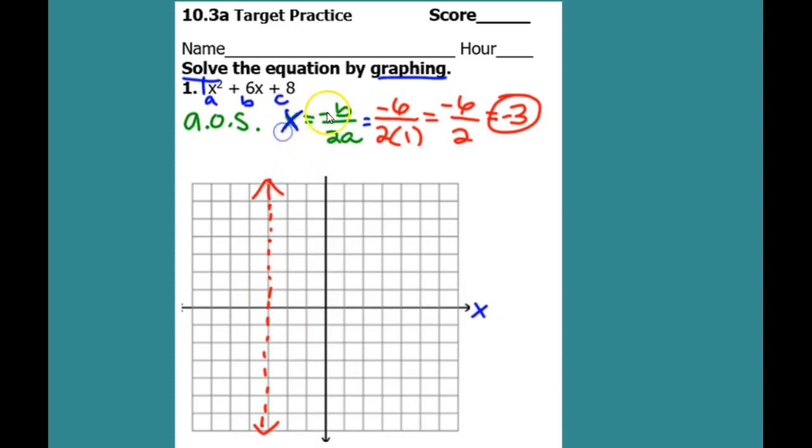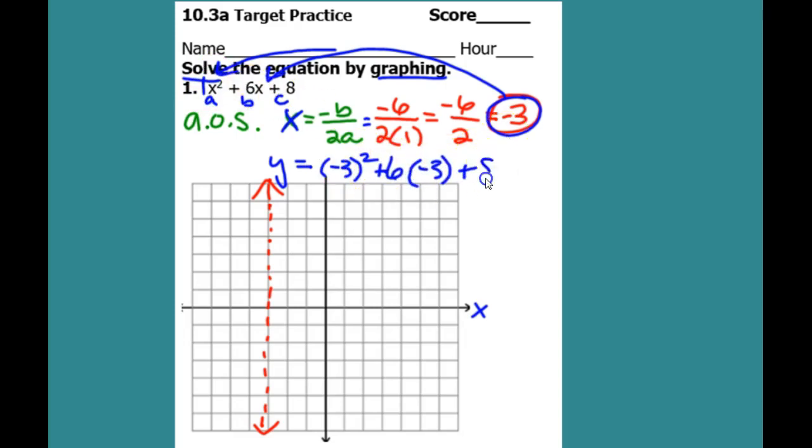Now we know that x is negative 3. We can plug this back into our equation for x to find y. So we have x squared, or negative 3 squared. Remember, your calculator doesn't know that that needs to be put in parentheses, so you need to know that's negative 3 squared, not negative 3 squared. Plus 6 times x, and x is again negative 3, and then plus 8.